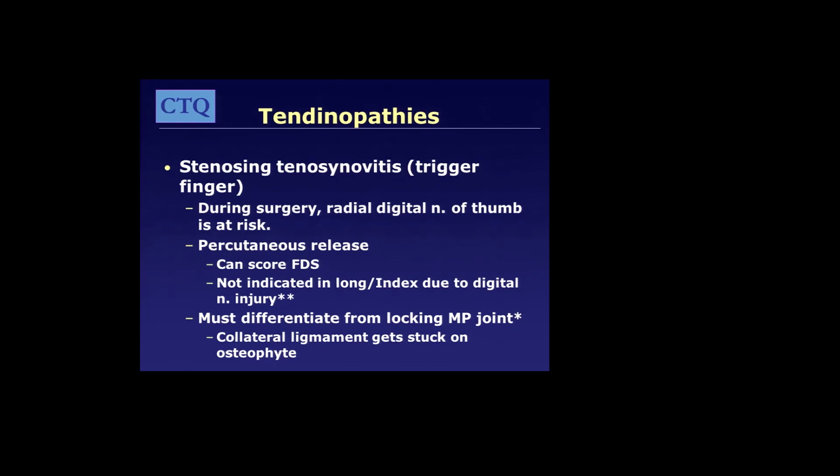The way to differentiate between the two: when you have a locking MP joint, the MP joint is going to be locked in flexion, and the IP joints are going to be straight. If it is your regular trigger finger, it is the IP joints that are flexed. So if your IP joints are not flexed, you don't have a trigger finger.